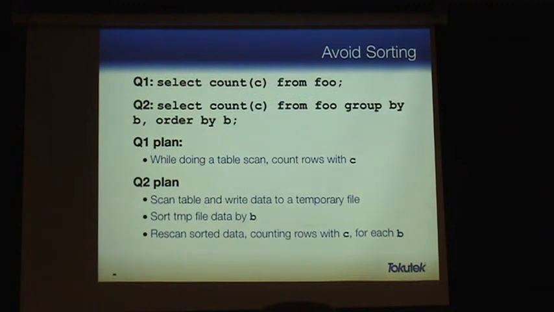So let's take a look at a couple queries here. Select count C from foo, no where, we're just eliminating the where clause to simplify things a bit. Or select count C from foo group by B order by B. Well, the first query plan is pretty simple. You do a table scan, just count the rows that have a value of C, and you're done. The query plan for the second is a little more involved. You need to scan the table and write the data to a temporary file. You then need to sort the temp file data by B, and then rescan the sorted data, counting the rows with C for each different value of B.